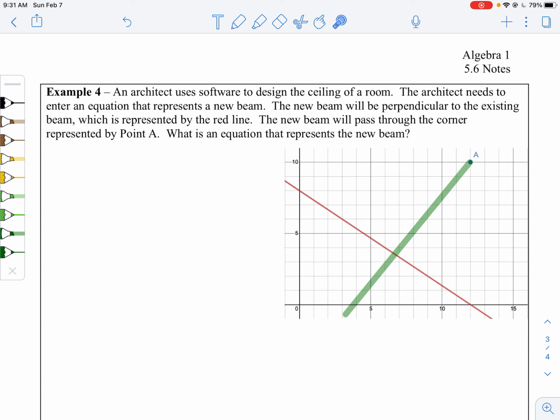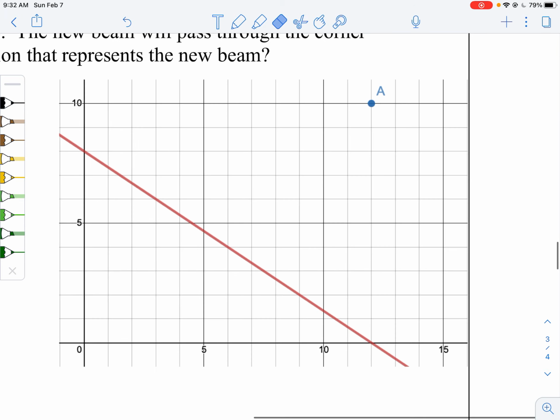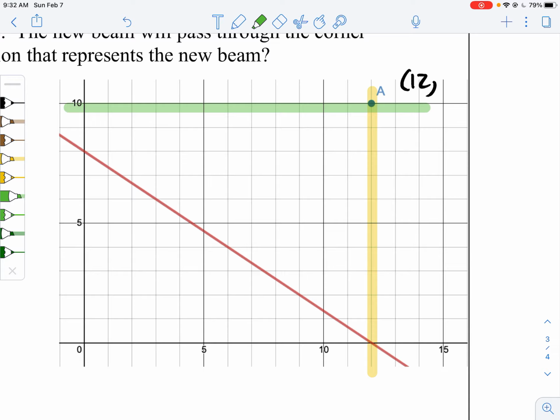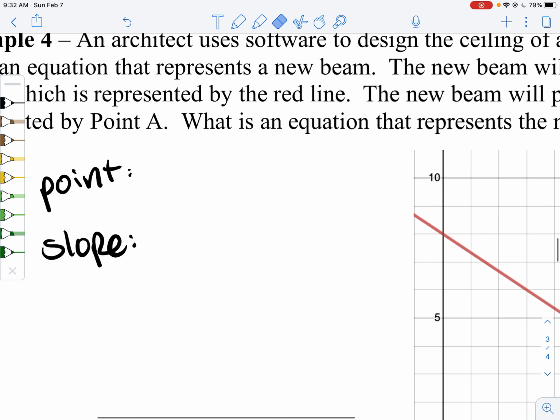So what's the equation of this line? Well, what do we need to write the equation of a line? We need a point that it passes through, and we need a slope. We know the point that it passes through. It's A. What are the coordinates of A? Well, how far over is A? A is at 12. It's going to go over 12, up 10. So the coordinates of our point are 12, 10. 12 being how far over we went, 10 being how far up we went. Well, that was nice.